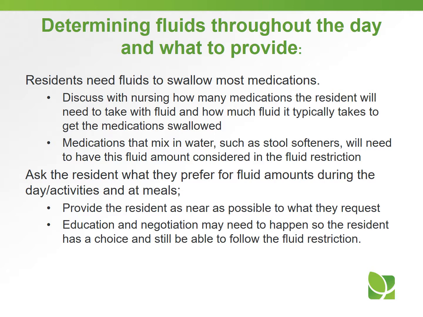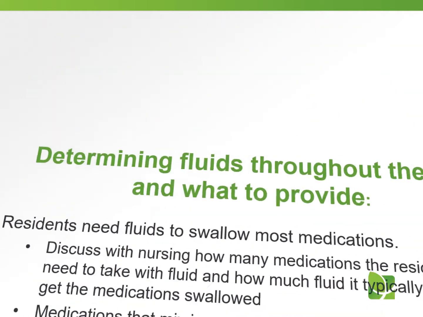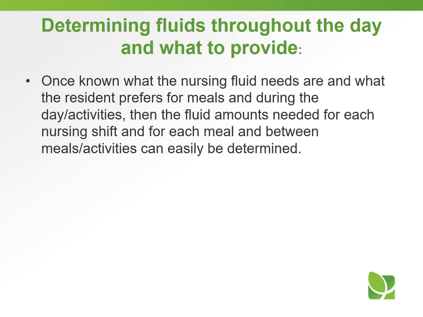Ask the resident what they prefer for fluid amounts during the day or activities at meals. Provide the resident as near as possible to what they request. Education and negotiation may need to happen so the resident has a choice and is still able to follow the fluid restriction. Once it's known what the nursing fluid needs are and what the resident prefers for meals and during the day or for activities, then the fluid amounts needed for each nursing shift and for each meal and between meals or activities can be easily determined.